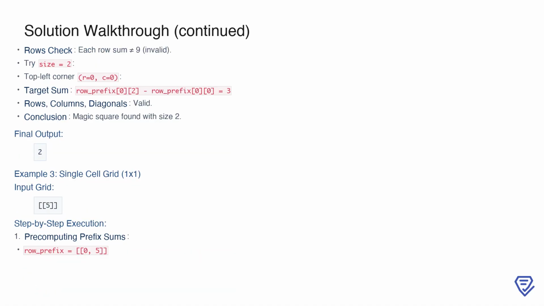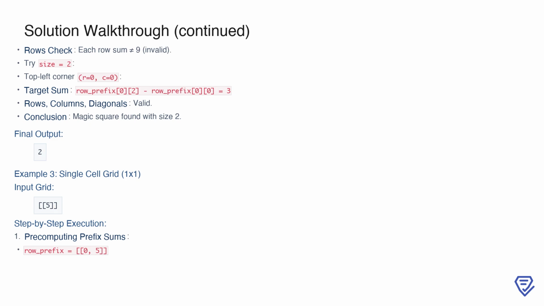After failing to find a valid 3x3 magic square, the algorithm tests smaller subgrids. For a 2x2 square at the top left corner, 0, 0, the target sum is 3, derived from the prefix sums. This time, the rows, columns, and diagonals all satisfy the magic square condition, making this subgrid valid. The largest magic square in this grid is therefore 2x2, and the output is 2.